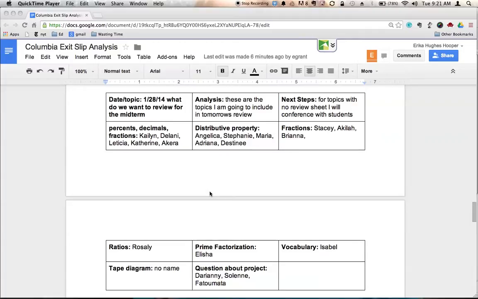So you were really building in opportunities for them to be reflective about their own learning and think about what is it that they really need in order to be prepared for this midterm. Yeah.